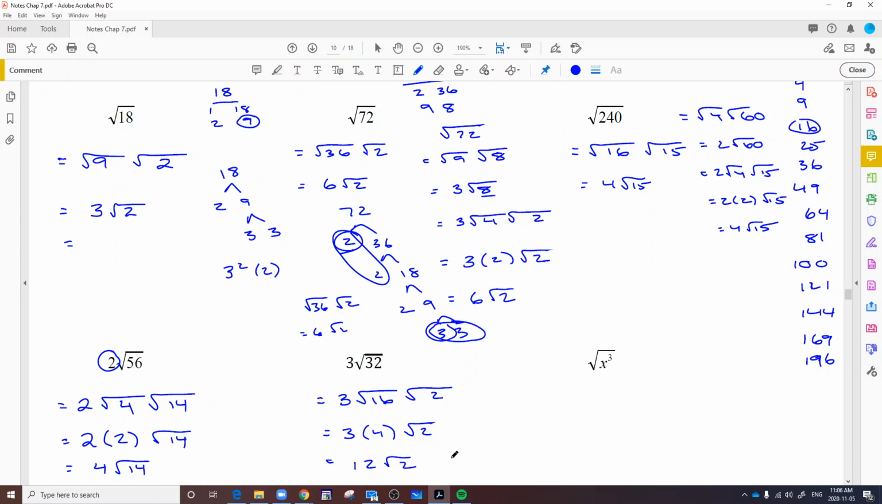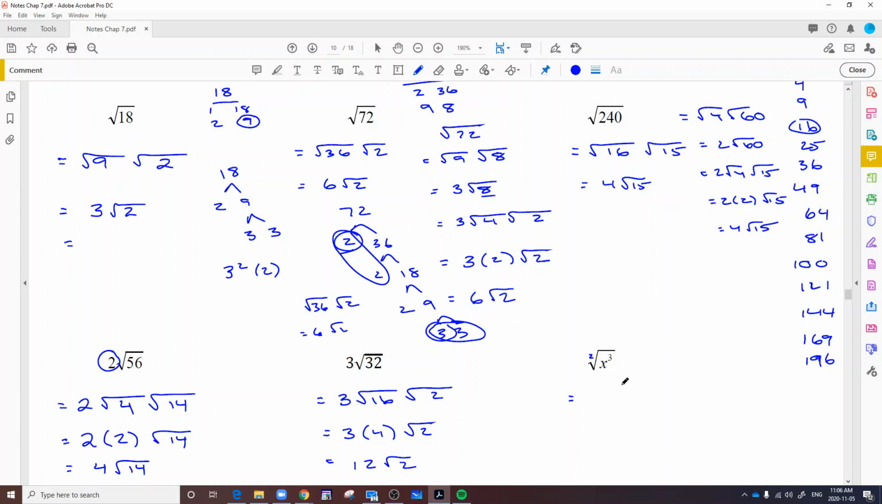Then we get into variables. And so when you're doing variables, you're going to look at your index. Now we're only simplifying square roots. When you look in your textbook, there are questions that simplify cubed roots. I've chosen not to cover those because it's not an articulated outcome. If you're curious, feel free to look, but we are only going to be simplifying square roots.